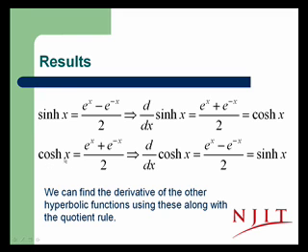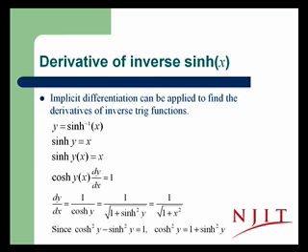Similarly, we can work out the derivative of hyperbolic cosine of x, and we find that that's simply the hyperbolic sine of x. So it's even easier than the derivative of sine being cosine and the derivative of cosine being minus sine. Here, the derivative of sinh is cosh, the derivative of cosh is sinh. And we can find the derivative of each of the other hyperbolic functions we defined using these derivatives, the derivative of sinh and cosh, along with the quotient rule. We leave it up to the viewer to work those out.